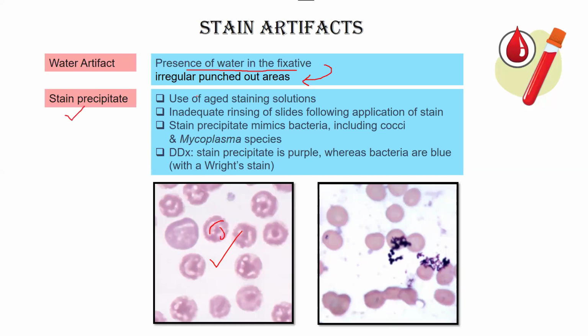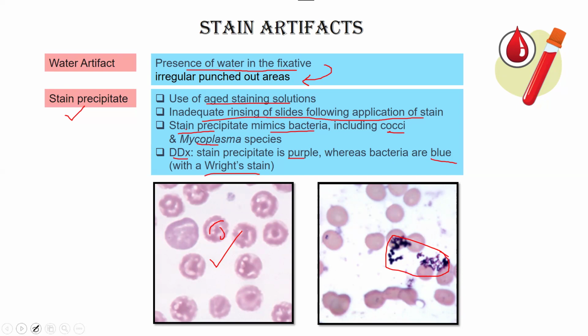The second is stain precipitate. It happens because of aged staining solutions, or inadequate rinsing of the slides following application of the stain, like you haven't rinsed your slide properly after staining. You can see this is a stain precipitate, and precipitate mimics bacteria. It looks like bacteria, including cocci or mycoplasma. How do you differentiate the stain from bacteria? The stain precipitate is going to be purple in color, whereas bacteria are going to pick up the blue color with the right stain. So that's how you are going to differentiate this.